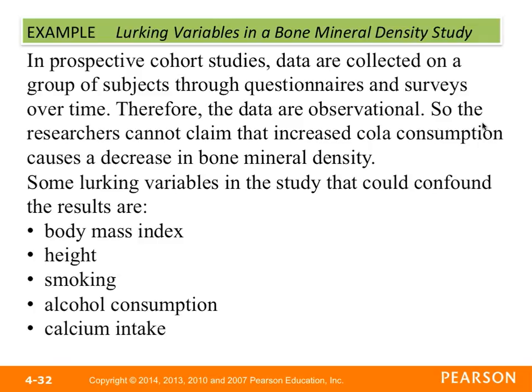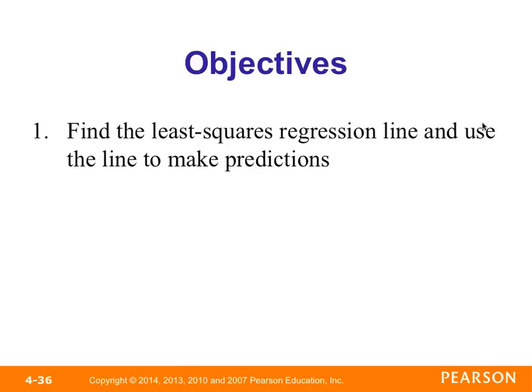Some lurking variables could possibly be body mass index, height, smoking, alcohol consumption, calcium intake, physical activity. I'm sure there are others that aren't listed here that are also fine. There are a million possible lurking variables in a lot of different situations. So the authors were careful to say that increased cola consumption is associated with lower bone mineral density because of potential lurking variables. They never stated that increased cola consumption causes lower bone mineral density. So they can say that they're associated, but not that they have a causal relationship.